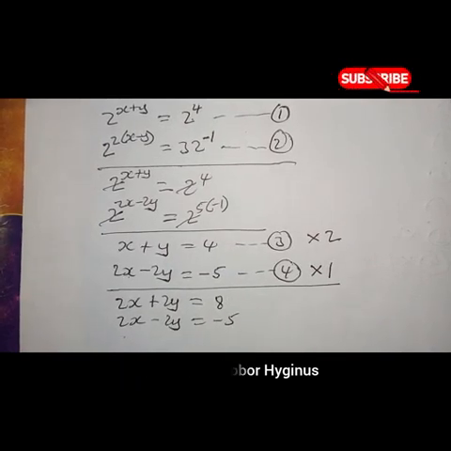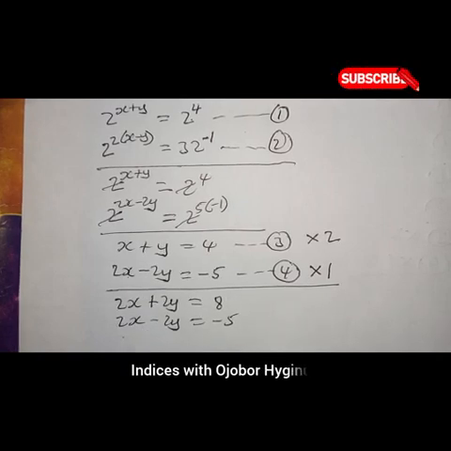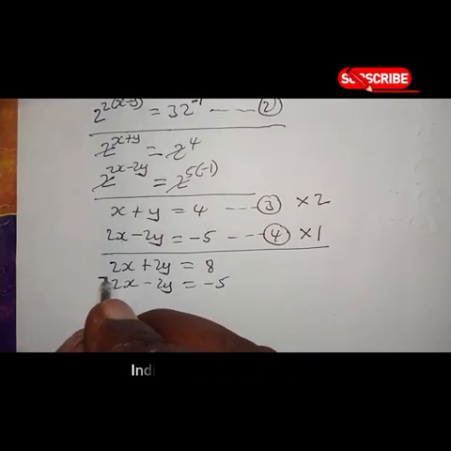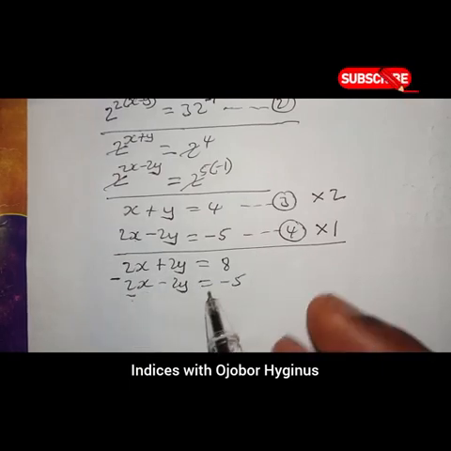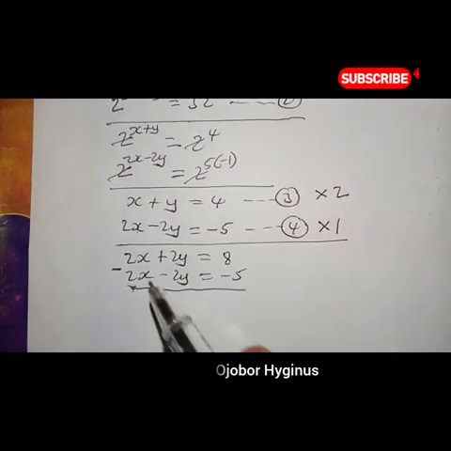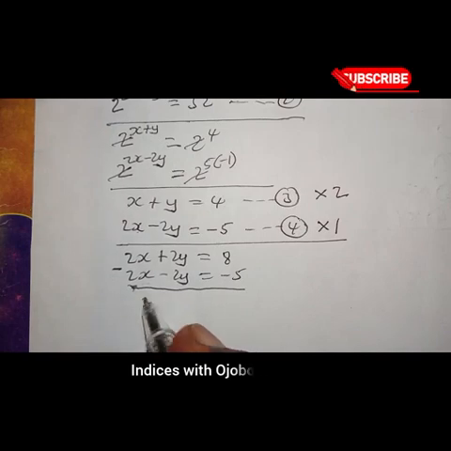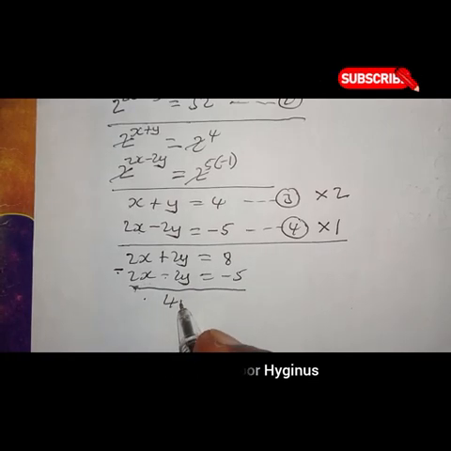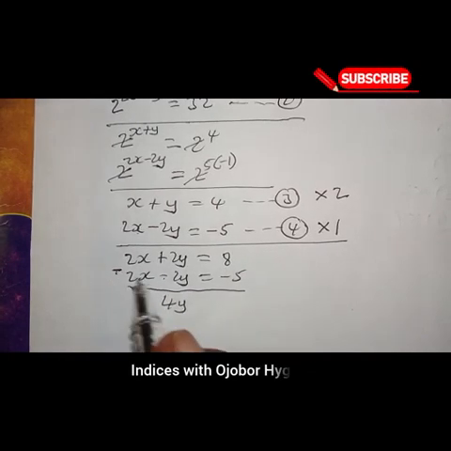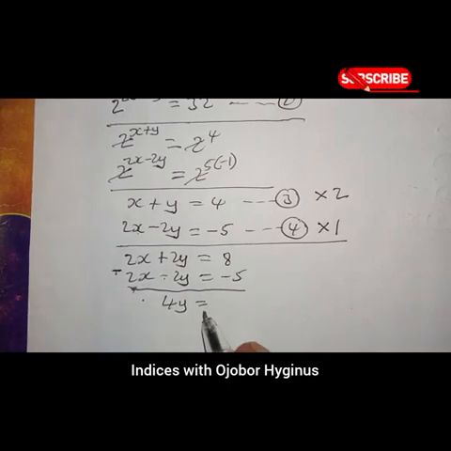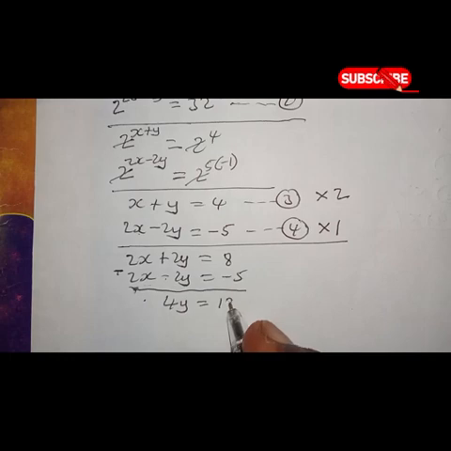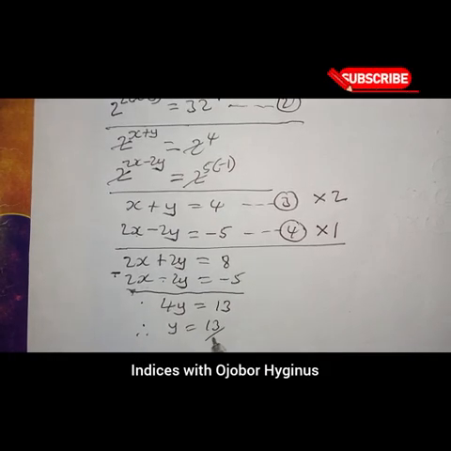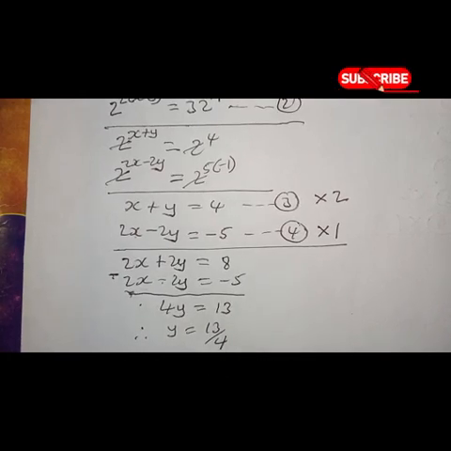So we can either eliminate x by subtraction or eliminate y by addition. But let's just use our common method of subtraction. If we subtract equation 4 from 3, 2x minus 2x will give us 0. 2y minus minus 2y will give you 4y. 8 minus minus 5 will give us 13. Therefore, y is 13 over 4.